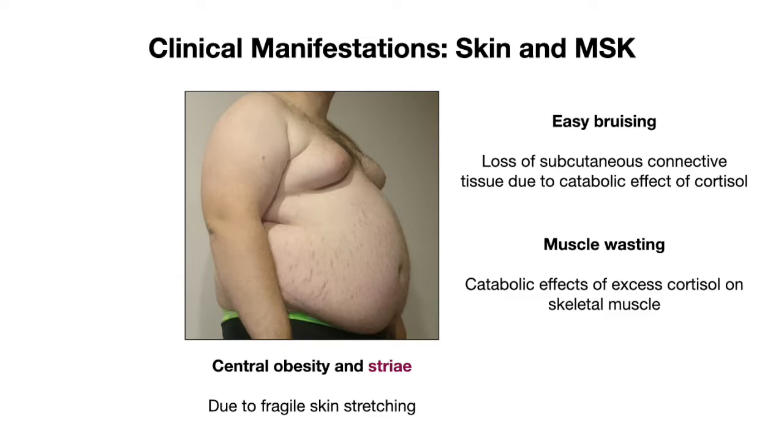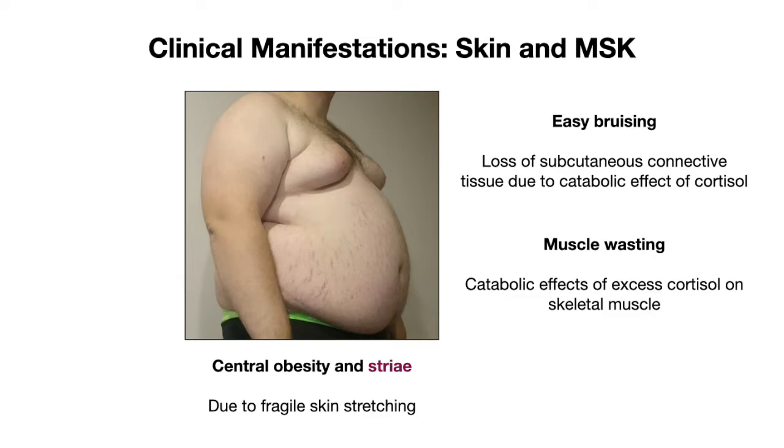Let's now move on to the skin and musculoskeletal system. So the most common symptom that patients will actually present with is this progressive central obesity. They'll also develop this purple striae that you can see in the picture, which is a result of the enlarging abdomen.